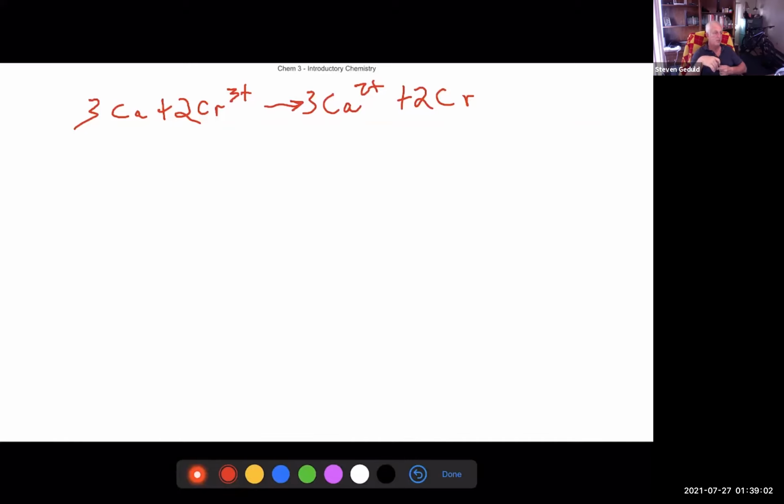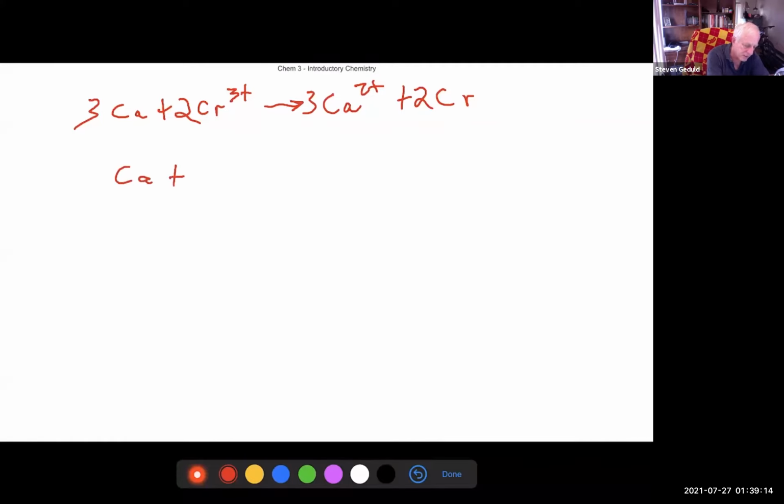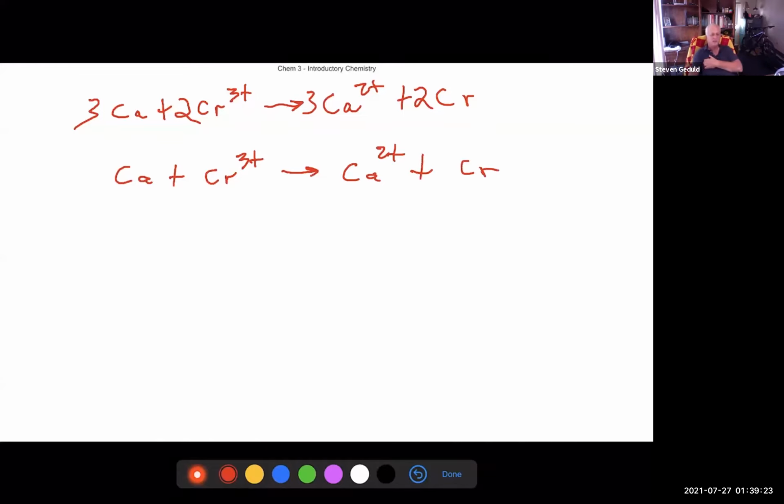And you can do that with the half reactions also. Let's go back to our equation: calcium plus Cr3 plus goes to calcium 2 plus plus chromium. That's what we originally started with. What we can do is take calcium and break it into half reactions. Calcium goes to calcium 2 plus, and this is going to require 2 electrons. There's our oxidation half, because we're losing electrons.